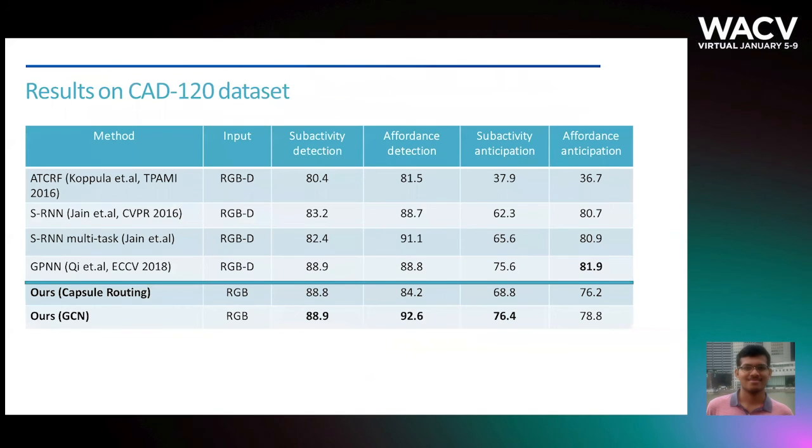Coming to the results on the CAD 120 dataset, we evaluate our model for HOI detection and anticipation tasks using F1 score as the evaluation metric. We achieve state-of-the-art performance on HOI detection tasks while using the GCN formulation for the spatial subnet and achieve comparable performance while using capsule networks.